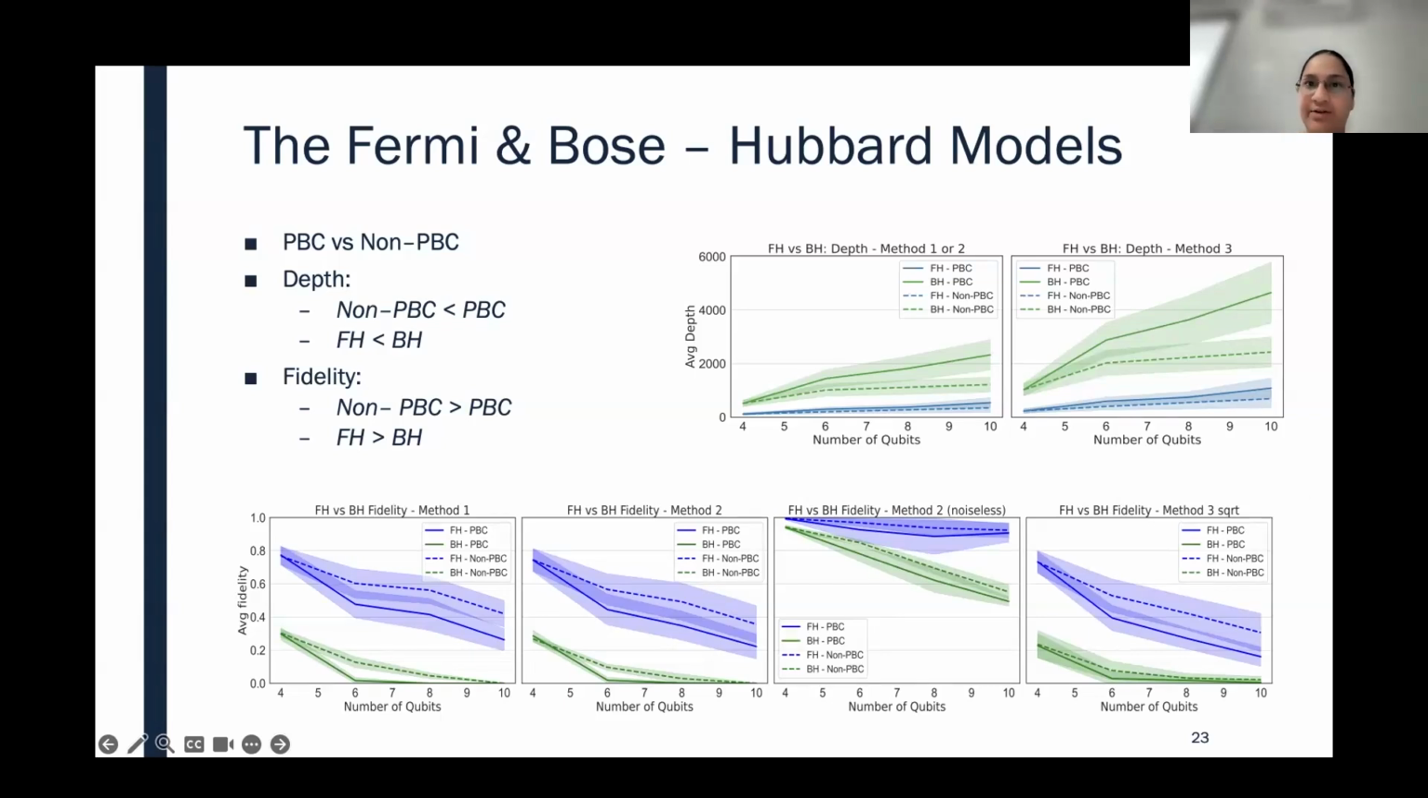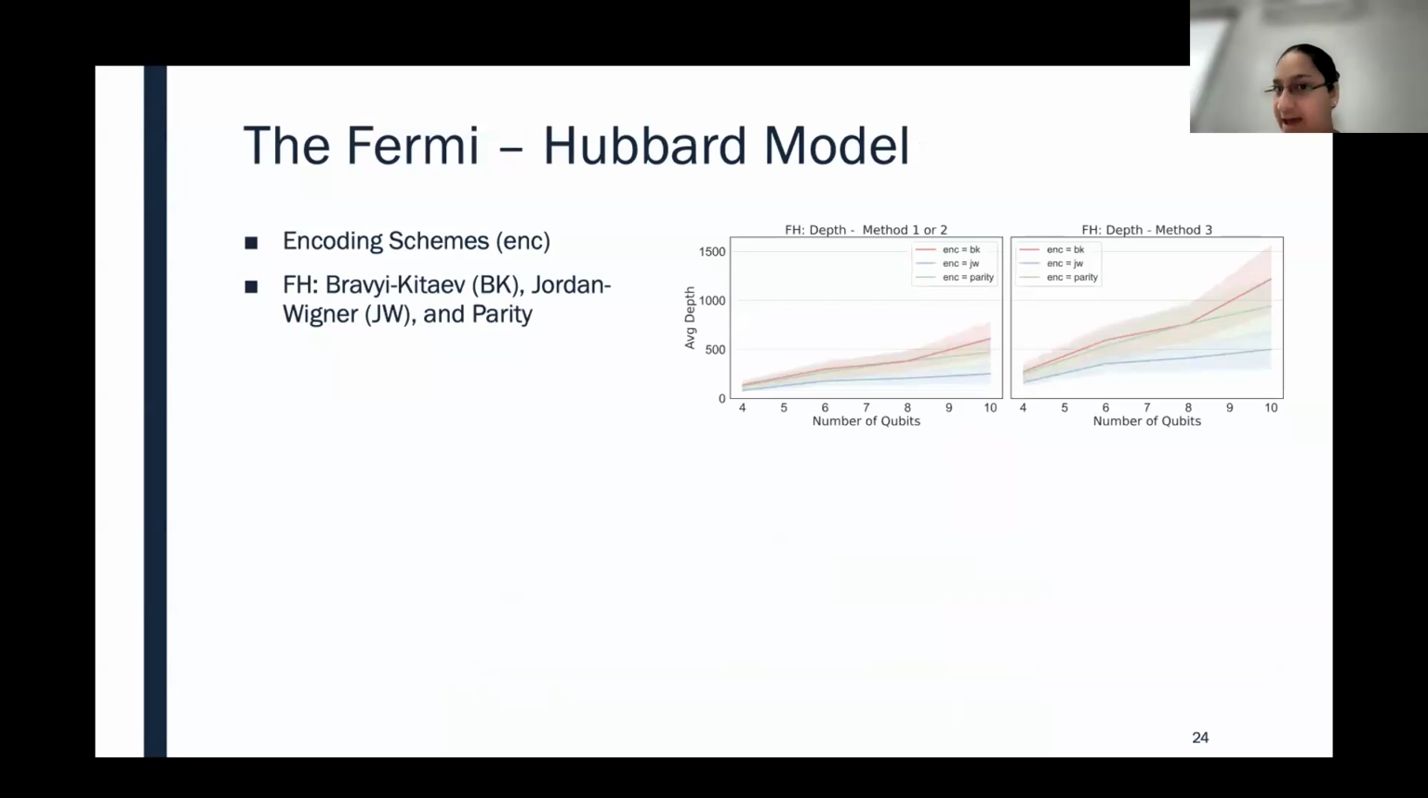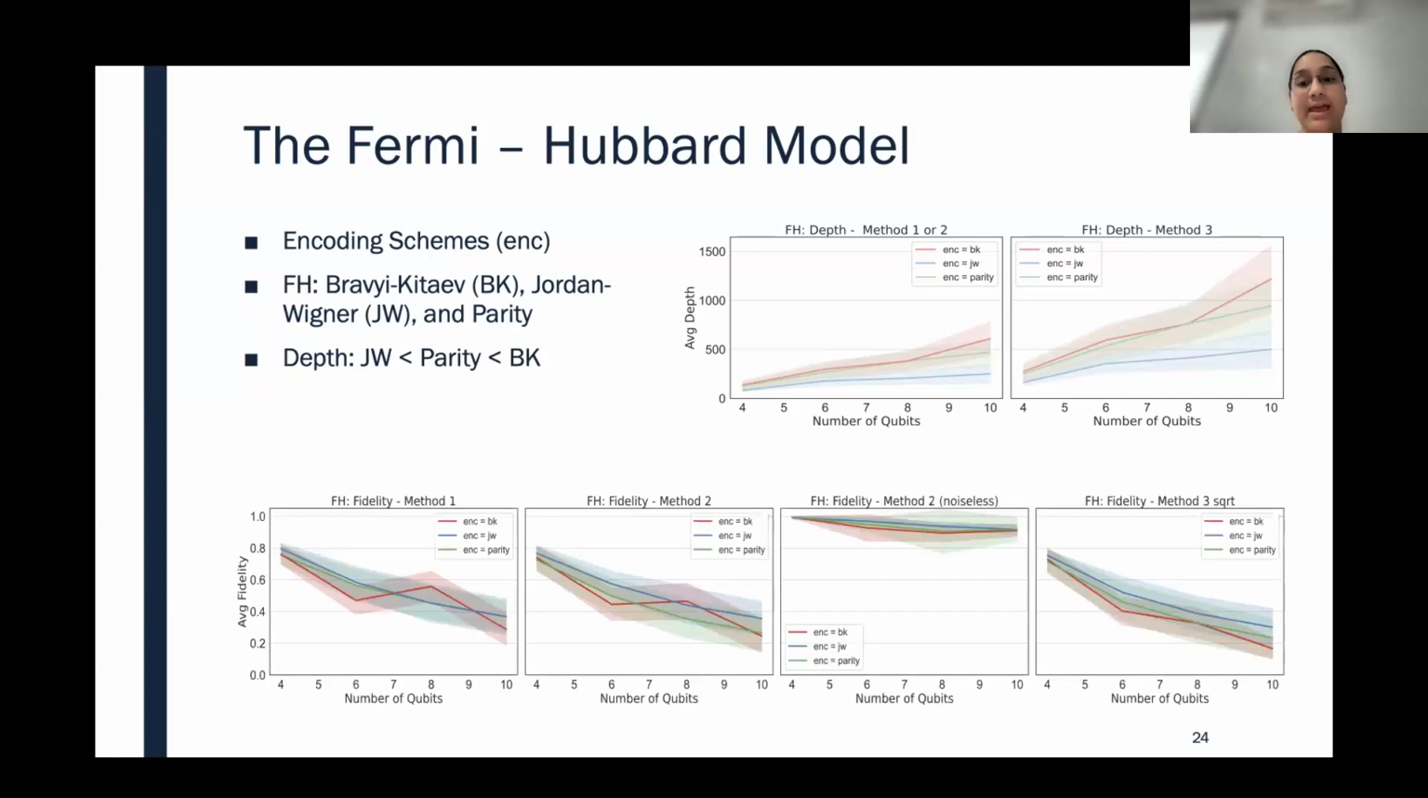Okay. This is the general structure that we are going to follow for benchmarking for all the other cases, where we will have 2 depth plots for method 1 or 2 and method 3, and 4 different fidelity plots for 4 different methods. Now, moving on to the encoding schemes of the Fermi-Hubbard model. The encoding schemes that we use here are the Bravyi-Kitaev, the Jordan-Wigner, and parity. Again, we have the same depth plots for method 1 or 2 and method 3. Here we will notice that JW, or Jordan-Wigner, has a lower depth, and BK has the highest average depth. If we look at the fidelity plots, in general, they are inversely proportional to the depth, and therefore JW performs the best, while BK has the least fidelity.